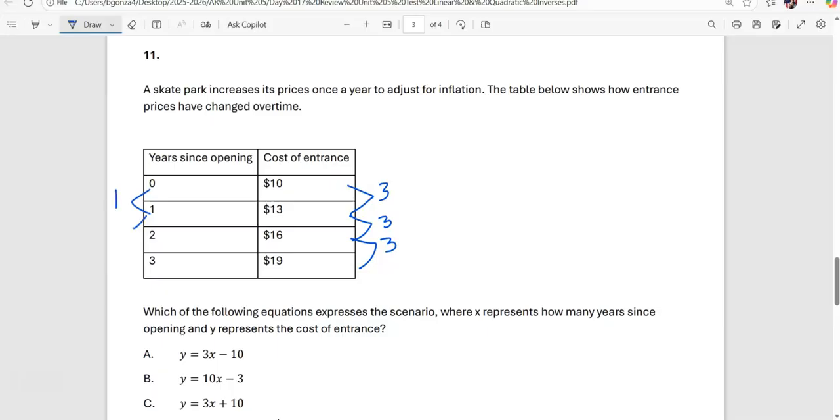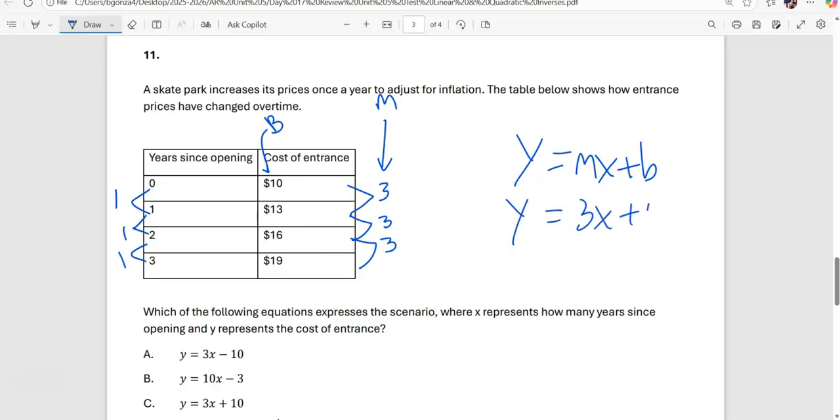And since the other side is adding 1 each time, this number is going to be your M. And then whenever x is 0, this y value is your B. So y equals mx plus b is going to be 3x plus 10. And that's got to be C.